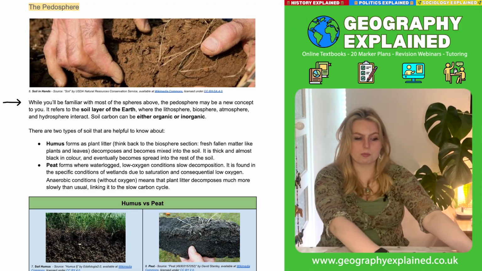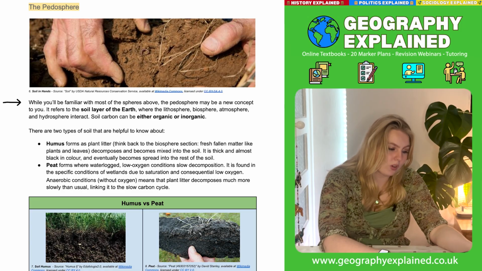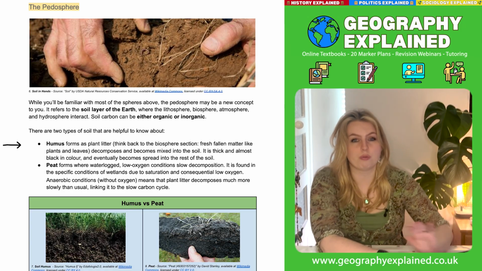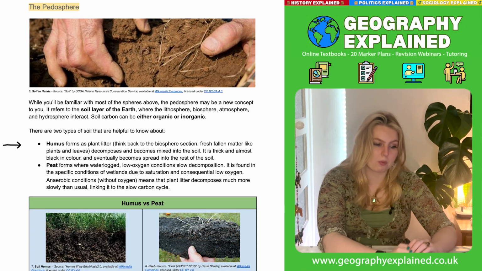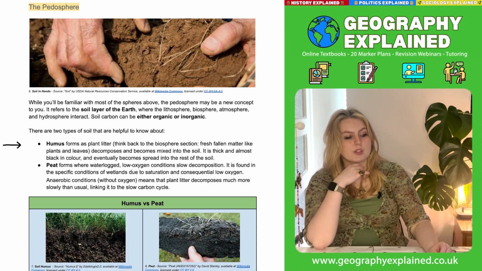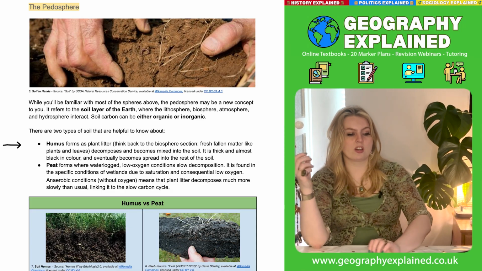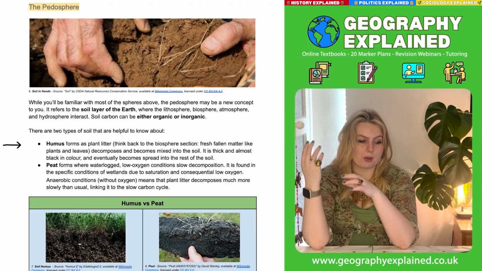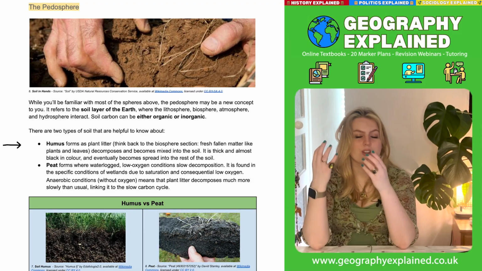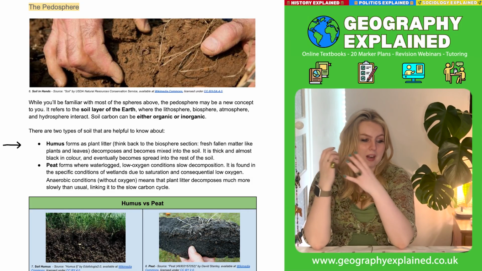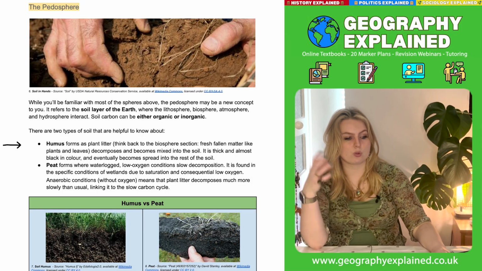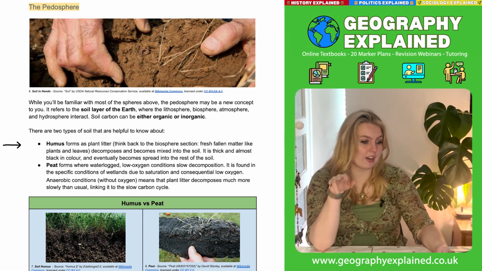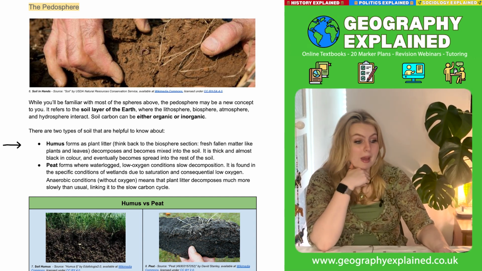Soil carbon, of course, can be either organic or inorganic as well, but two types of soils that are really helpful to know about. The first is humus, which forms as plant litter. So thinking back to that biosphere section, the freshly fallen matter, including plants and leaves, decomposes and becomes mixed into the soil. It's really thick and almost black in colour, and eventually becomes spread into the rest of the soil, so it's the most carbon rich there. We've got some pictures down below for you to compare.